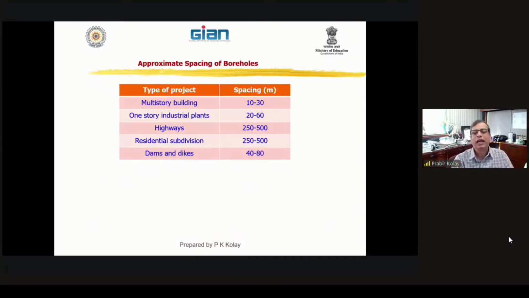So then the approximate spacing of the boreholes. What should be the spacing from one borehole to another? Depending on the project, you need to use different borehole spacing. These are the guidelines. For a multi-story building, it is 10 to 30 meters. For a dam and dikes, obviously it is 40 to 80. For residential subdivisions and highways, it is 200 to 500 meters. So these are the spacing of individual boreholes.